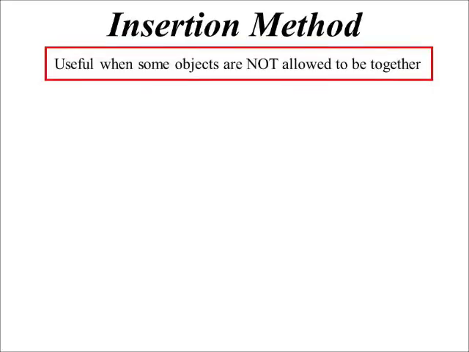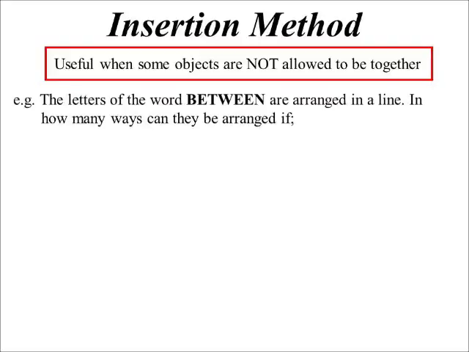This first idea, the insertion method, is useful when you're trying to work out arrangements, but you've got certain objects that are not allowed to be together. Okay? So this is one of the questions which might have been in the text, I'm not sure. There was one similar to this anyway. So letters of the word BETWEEN arranged in a line, how many ways can they be arranged if, say, all the E's are separators? Okay.